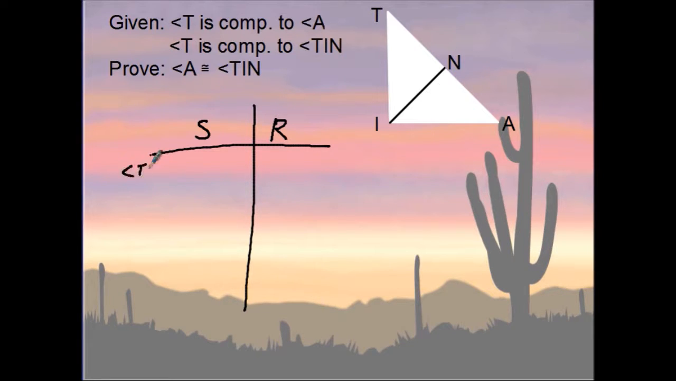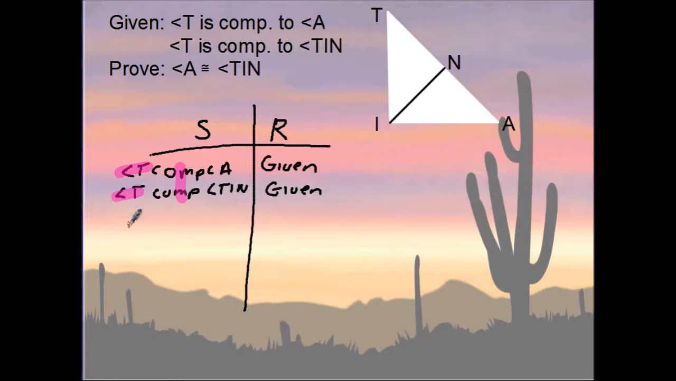And let's take down our givens. So we have angle T is complementary to angle A, and that's given. We also have that angle T is complementary to angle TIN. That's also given. And what I notice here in both of these things is that angle T was repeated, and they're both complementary to different angles. So what does that mean for us? Those other angles that we have are congruent to each other. So I know that angle A is going to be congruent to angle TIN.